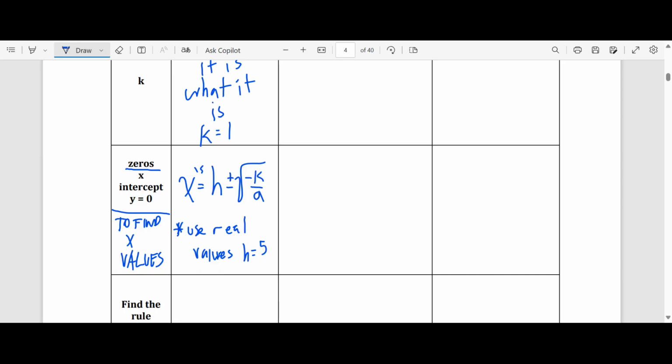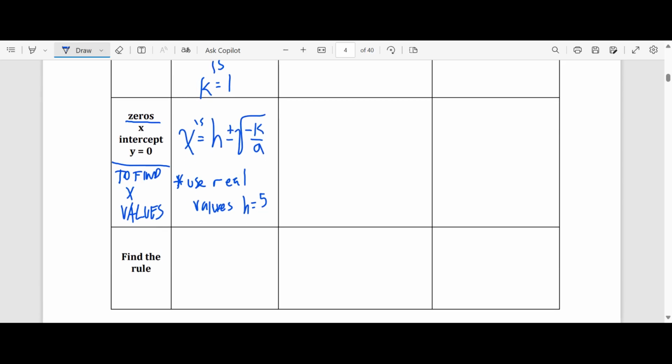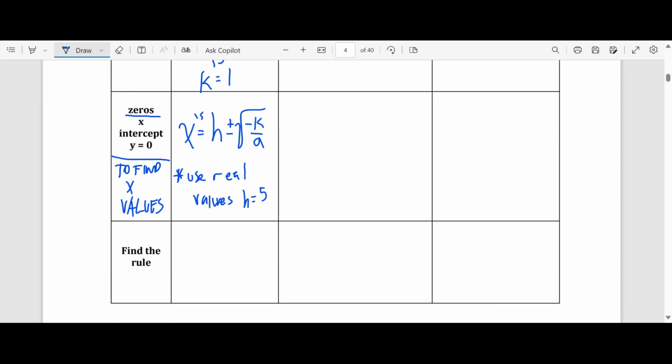The other way you can do this is to just use algebra, but we'll show that a little bit later on. And to find the rule, this is strictly a decoding thing, you're going to be presented with options. If they give you a vertex, so h and k, and a point, just an x, y, you can find a. I'll give you an example for that on the next page.